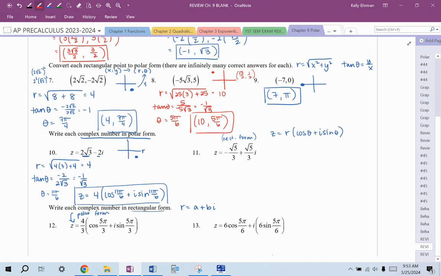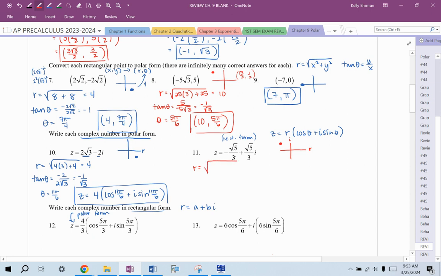Same idea for number 11. So let's find r. Well, let's plot where the point is first. So imaginary axis, real axis, you would go left and then up. So we're in quadrant 2. Okay, and then find r.